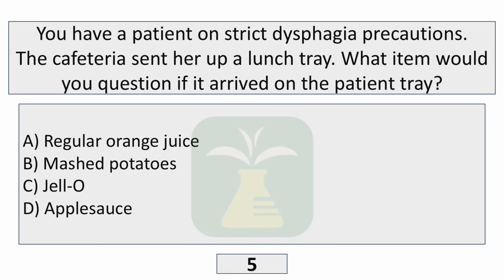You have a patient on strict dysphagia precautions. The cafeteria sent her up a lunch tray. What item would you remove if it arrived on the patient tray? A. Regular orange juice. B. Mashed potatoes. C. Jell-O. D. Applesauce.